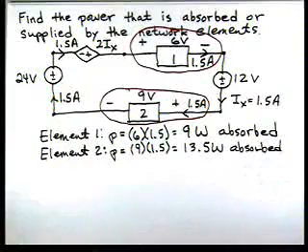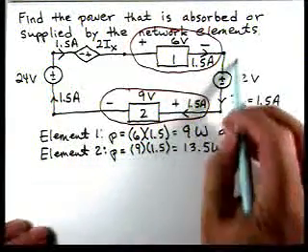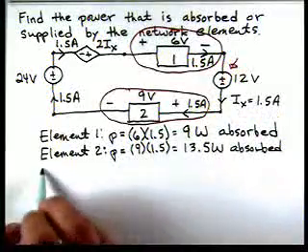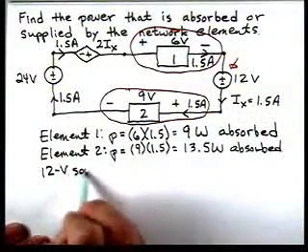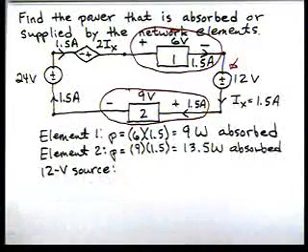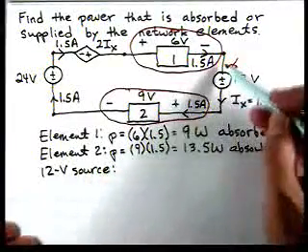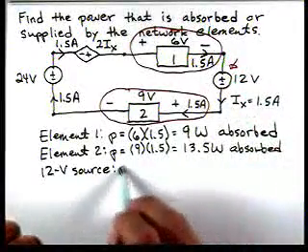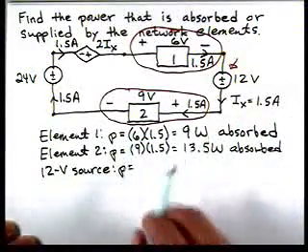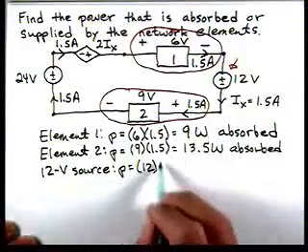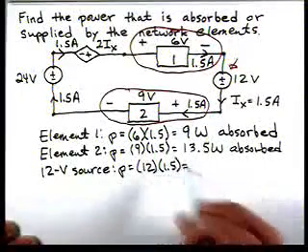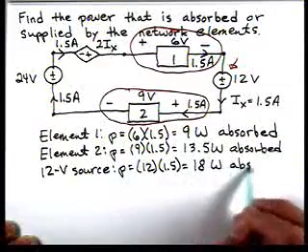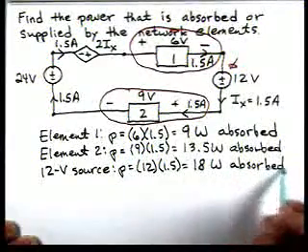Okay, let's look next at the 12-volt source. And again, if we note, the current IX is flowing down. It's entering the plus and leaving the minus. So again, we're going to get power absorbed because that satisfies the passive sign convention. Okay, so the 12-volt source is absorbing 18 watts.